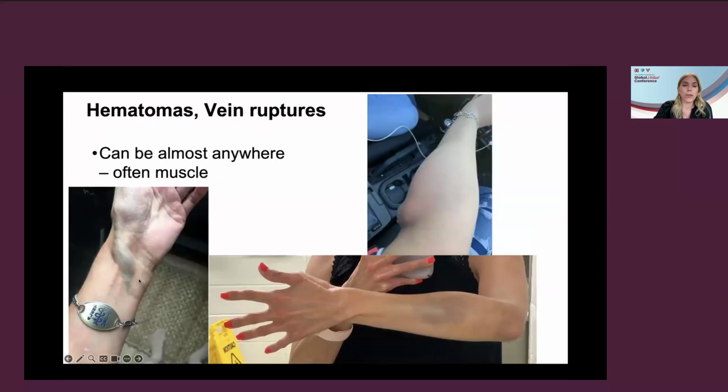Other more minor, well, they're not minor to the patients, to you guys, but these hematomas, which is the big blood collection, and vein ruptures under the skin can be super painful. They can last, usually you get a bruise that lasts a few days, but these can last weeks to months sometimes. They can get hard underneath the skin and can cause a lot of discomfort.